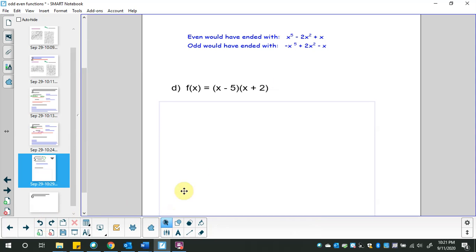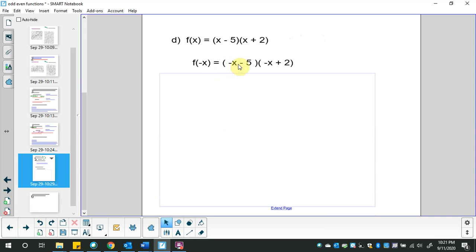But your steps are the same. So step number 1, take every x and turn it into a negative x. So here it is. We don't need brackets because there's nothing out front of that x. Here's the minus 5. This x turns into a negative x. There's the plus 2.